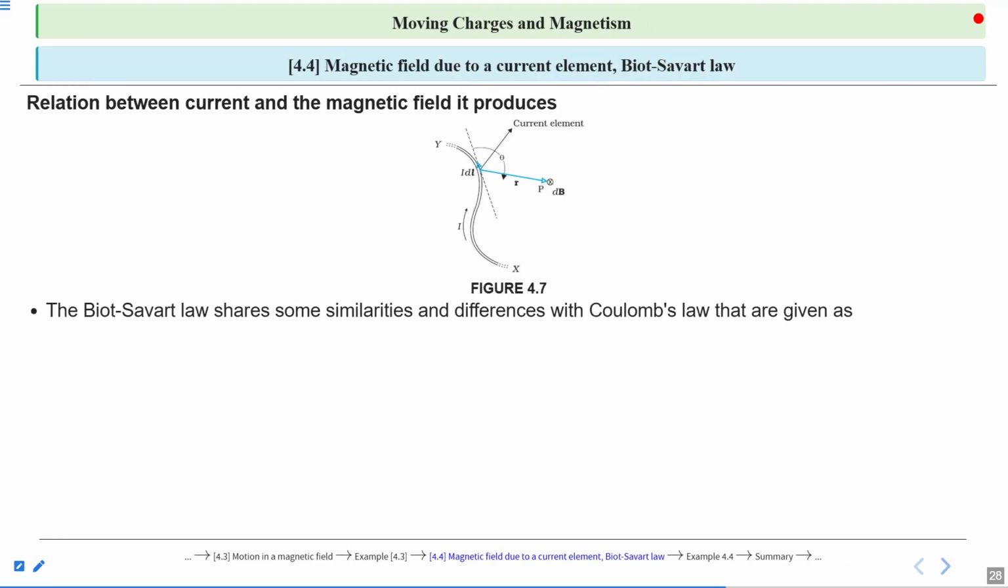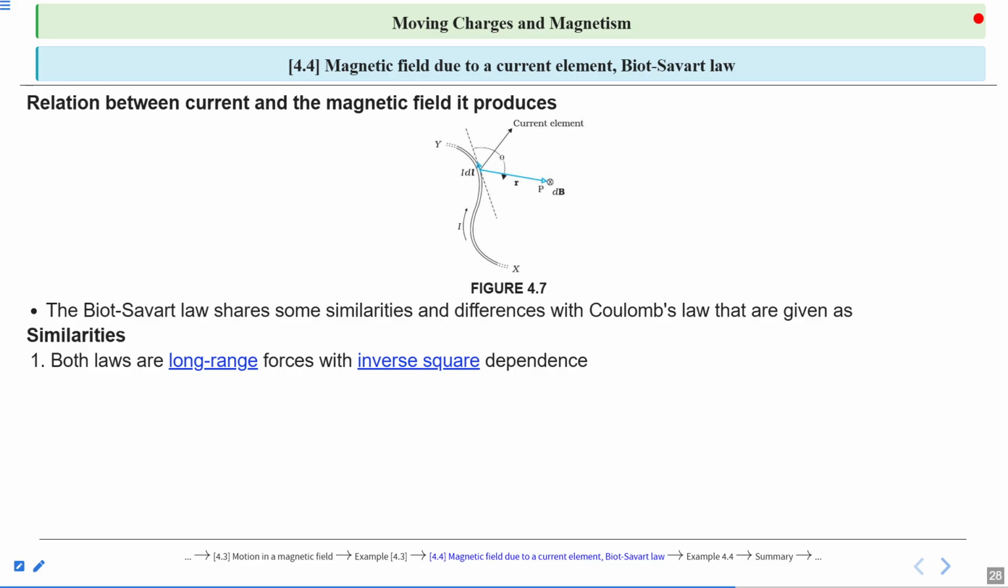So the Biot-Savart law shares some similarities and differences with Coulomb's law. Okay, so there are some similarities between the Biot-Savart law and Coulomb's law, and there are some differences. Let us see. So what are the similarities? Both laws are long range forces with inverse square dependence. Both laws are inverse square laws, meaning they are inversely proportional to the square of distance r, and they are long range forces, not short range.